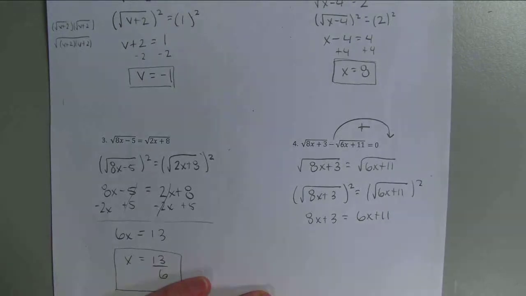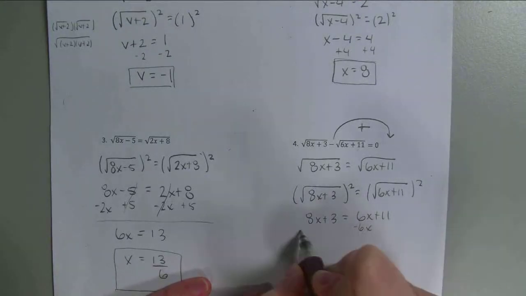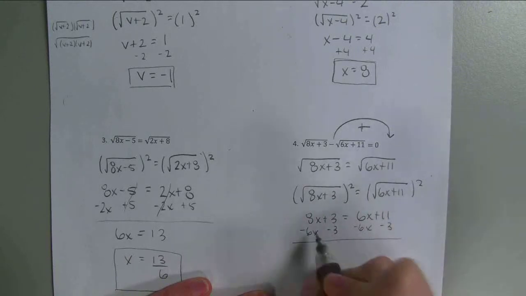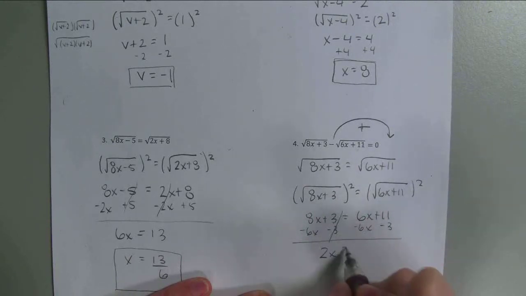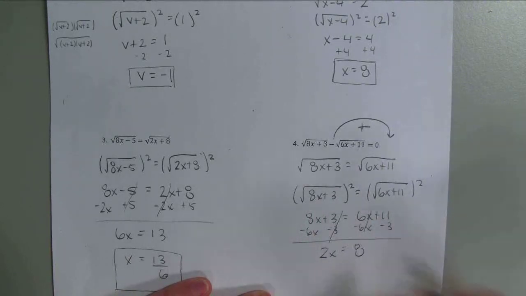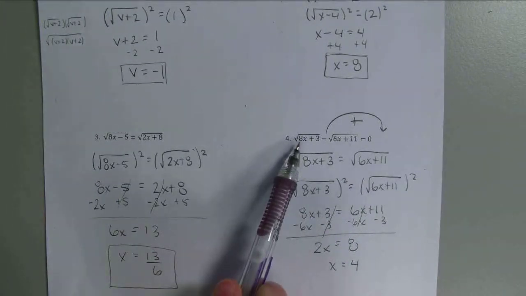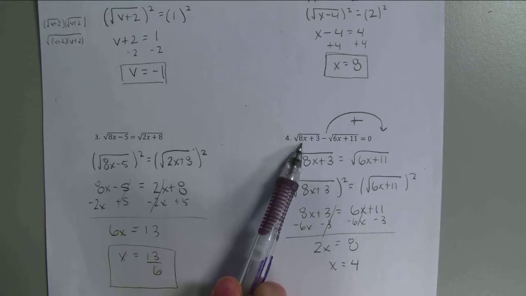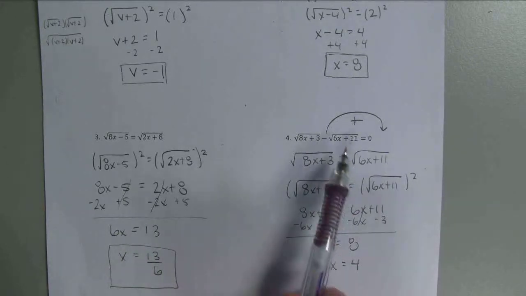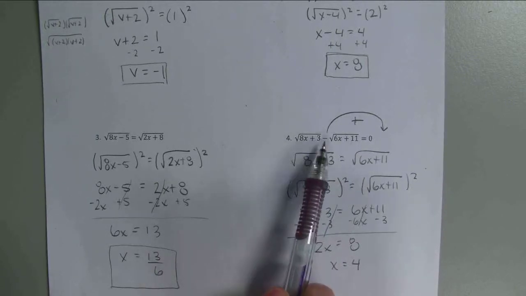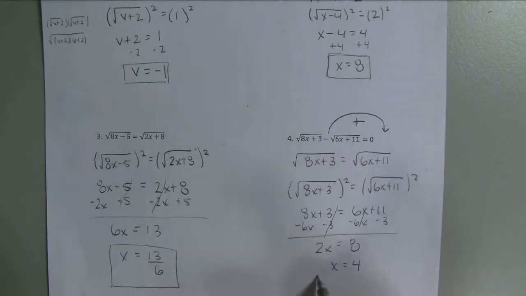At that point, I'm going to move my 6x over, but since I moved my 6x to the left, I'm going to move my 3 to the right. So I have 2x equals 8. So x equals 4. Does that look right? Okay. And again, you can go back up here. You have 8 times 4 is 32 plus 3 is 35. 6 times 4 is 24 plus 11 is 35. The square root of 35 minus the square root of 35 is 0. So we have the right answer there.